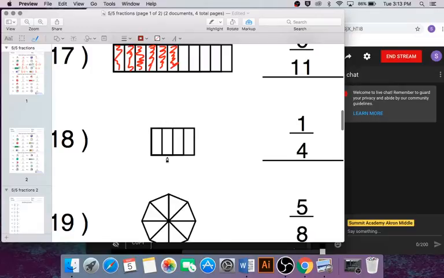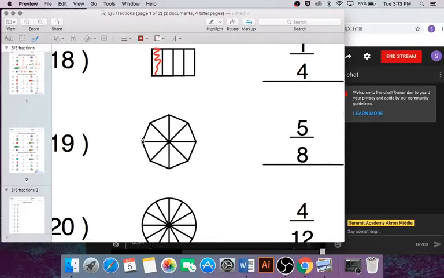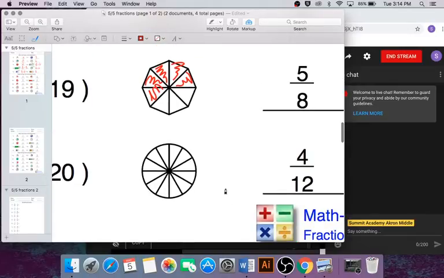Number 18, this rectangle is split into 4 pieces, and we're going to shade in 1 of them. Number 19, this octagon is split into 8 pieces, and it wants us to shade in 5 of them. And our last one, this circle is split into 12 pieces, and we're going to shade 4 of them in.